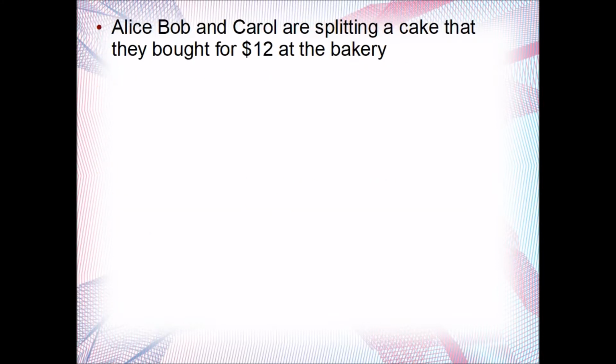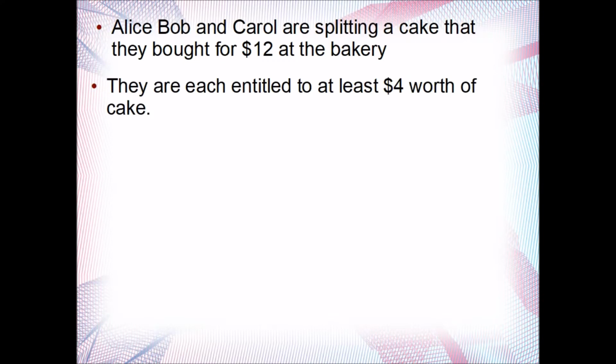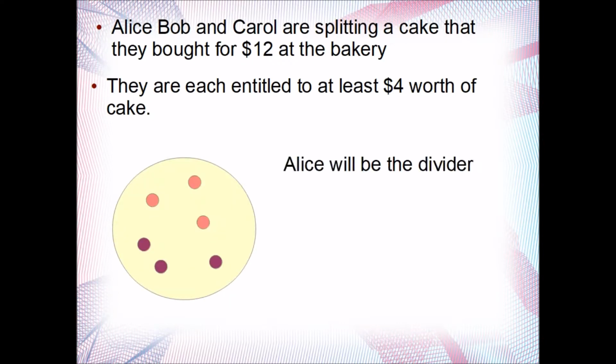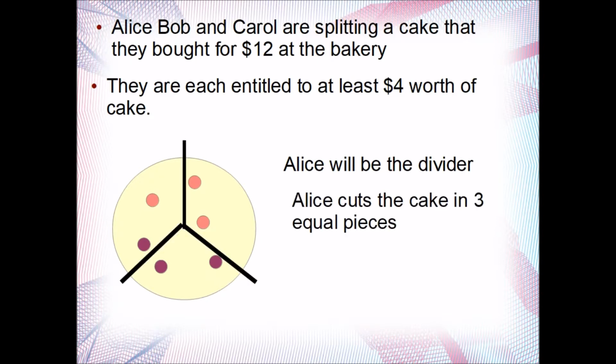So let's do an example. Alice, Bob, and Carol are splitting a cake that they bought for $12 at the bakery. They are each entitled to $4 worth of cake because there are 3 of them, so we divide the total by 3. So here's the cake. Alice will be the divider, and she will split the cake into 3 equal pieces in her opinion. So now Alice feels that each third is worth $4. Enjoy my typo.